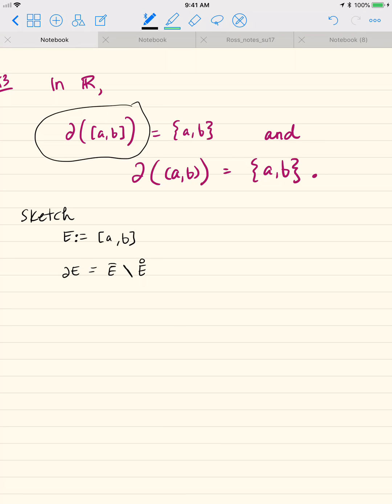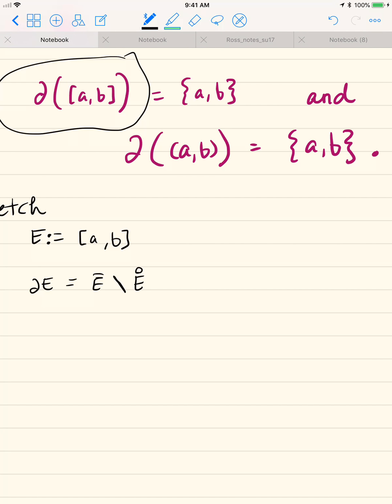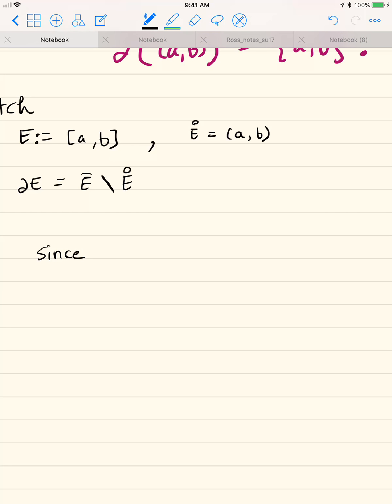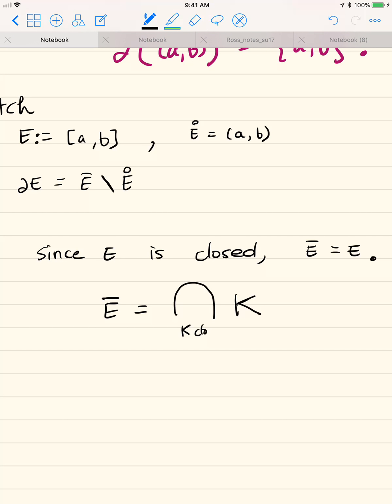Okay, now if E is the closed set AB, then the interior of E, we already showed, is the open interval AB. And since E is closed, the closure of E is equal to E. Now, why is that? Remember that the closure of E is the intersection of all closed sets K containing E. So K is closed and K contains E.